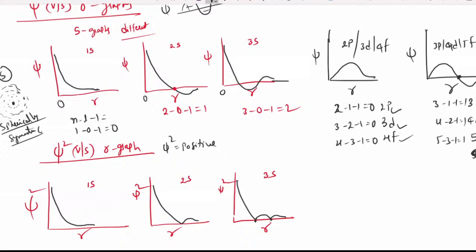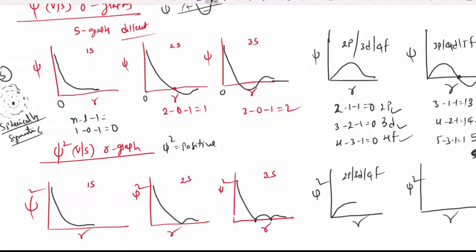Understood? And we go for this, psi square versus r. For the 2p orbital, 3d orbital or 4f orbital, only 0 nodes. That means the graph becomes the same for psi square versus r. That is the difference. Here negative is there, here positive, but here both are positive. For 3p, 4d and 5f, up and down becomes always up.